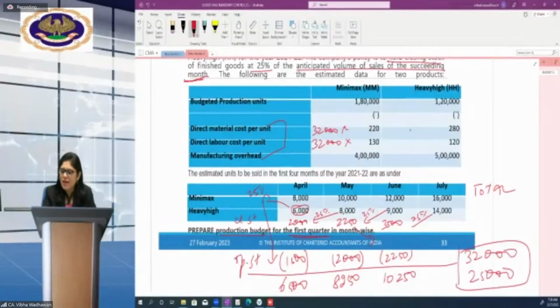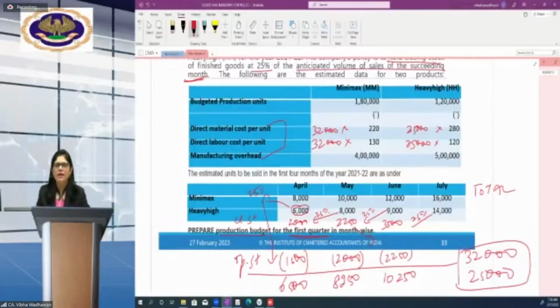Okay, 25,000. Now make the statement production budget in value. So production budget right at the top, production units for Minimax and then Heavy High, 32,000 and 25,000. And then we'll start with the cost, production cost. What is the production cost? Material cost, labor cost, and overheads. Together, the total will be the production cost, the production budget in cost, in value, right? So material cost, then the labor cost. So respective cost will come. So 32,000 for Minimax and 25,000 for Heavy High.